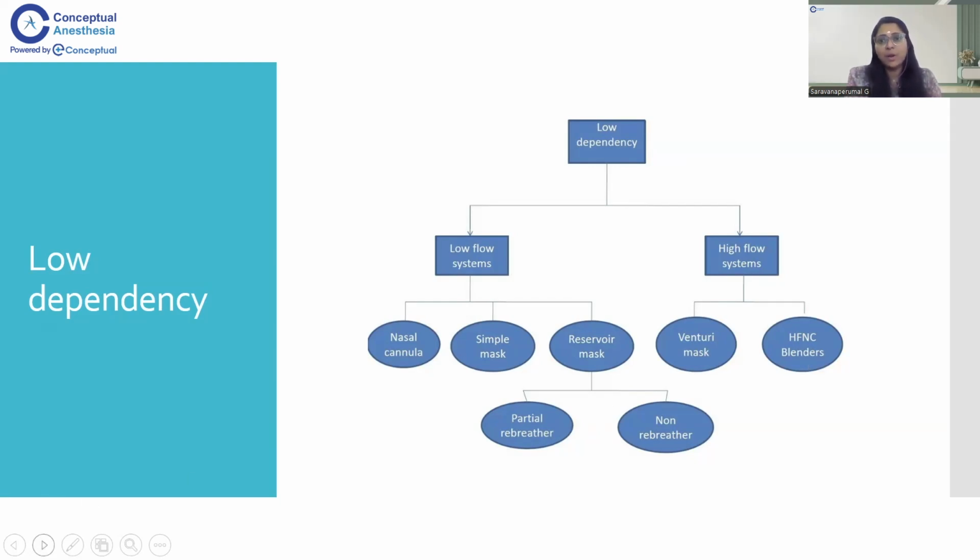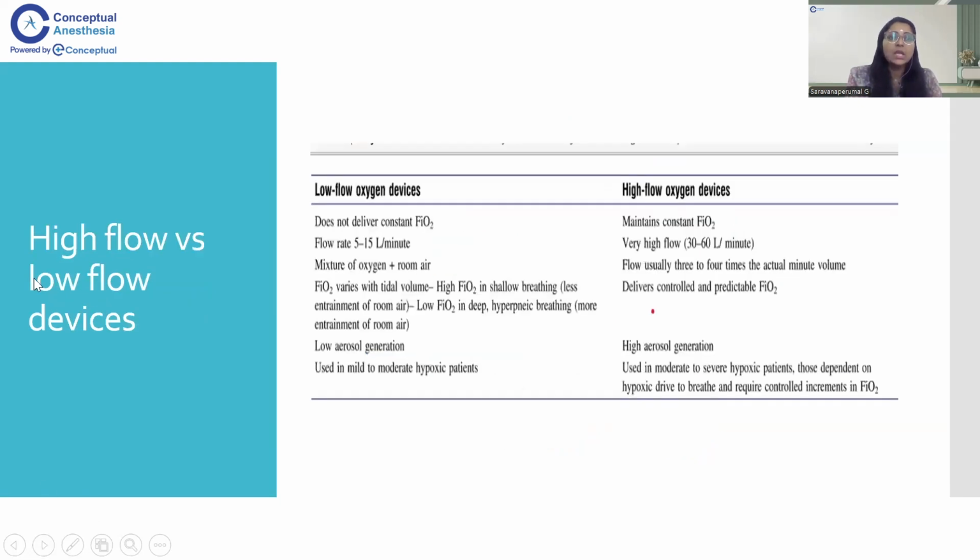As of now, we are talking only about low dependency unit, and depending upon how the flows are used, the low flow device versus the high flow device. In low flow device, you will not have any constant FiO2 delivered to the patient. Depending upon the patient's respiratory rate, tidal volume, minute ventilation and peak inspiratory flow rate, your FiO2 will keep on varying. Whereas in high flow oxygen devices, the FiO2 delivered is constant. Low flow devices use only up to 15 liters of oxygen, whereas high flow devices such as HFNC can use up to 60 liters per minute of oxygen.